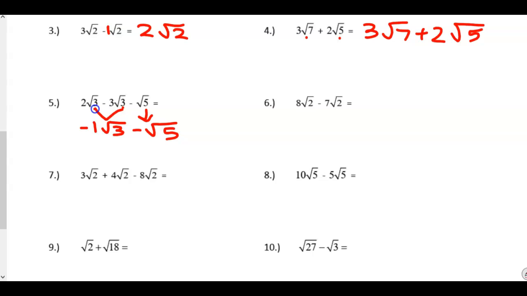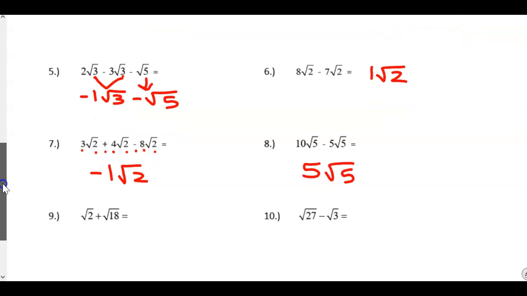Okay, what about 6? 8 minus 7, 1 square root of 2. Okay, so 8 minus 7 is 1, and then the square root stays the same, right? 1 square root of 2. Now, on number 7, they're all the same, right? Square root of 2, square root of 2, square root of 2. So they all can combine. So what's 3 plus 4? 7 minus 8. What's 7 minus 8? Someone else is sleeping on this row this time. All right, negative 1. Negative 1 what? Square root of 2. All right, 8. 10 minus 5. 5 square root of 5.